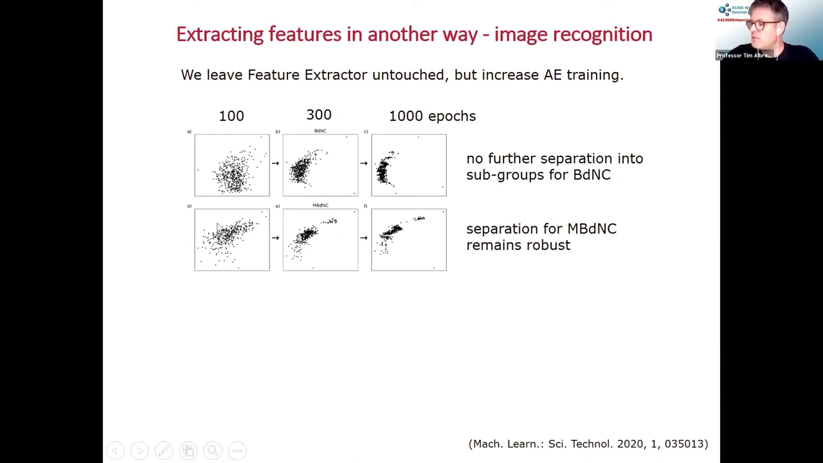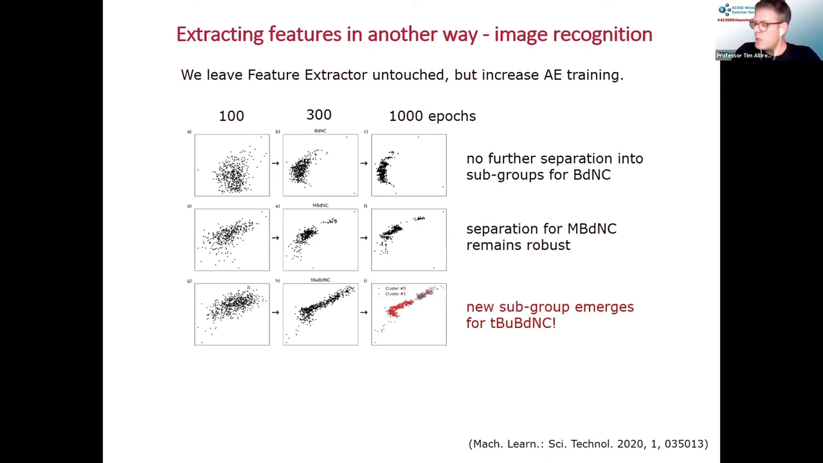So this is after 100, where there's not much going on. After 300, this is what you had seen before. And after 1,000, this just becomes more clear, which is good. There was not more going on after 10,000 epochs of training, which is reassuring, okay?